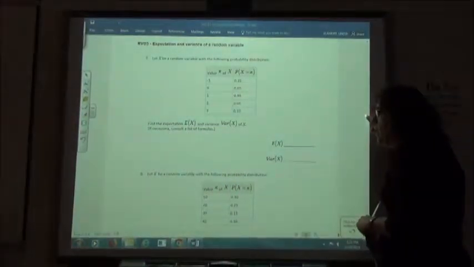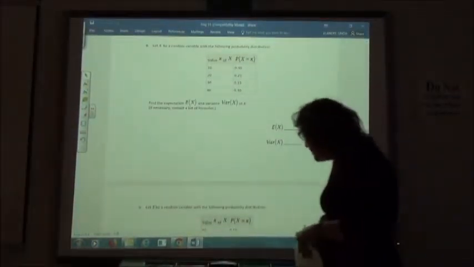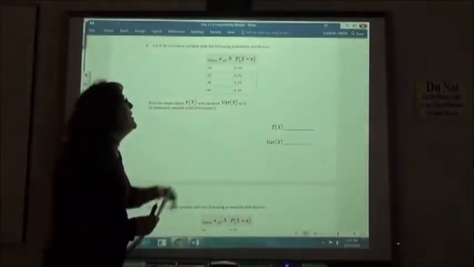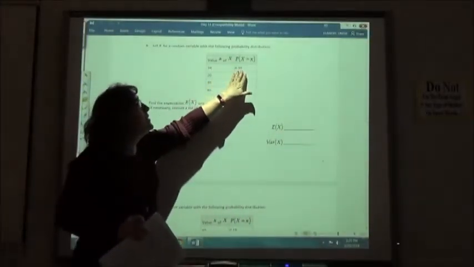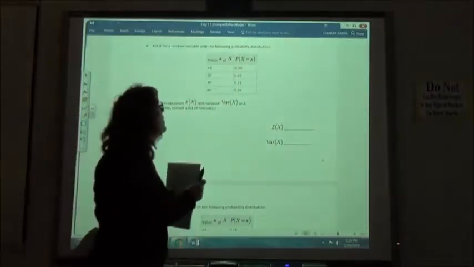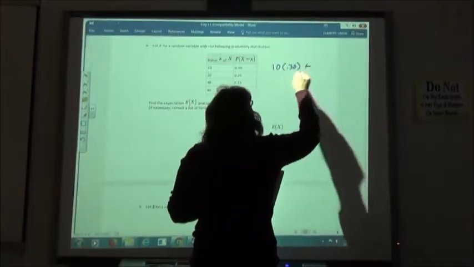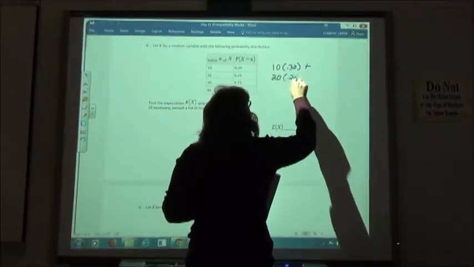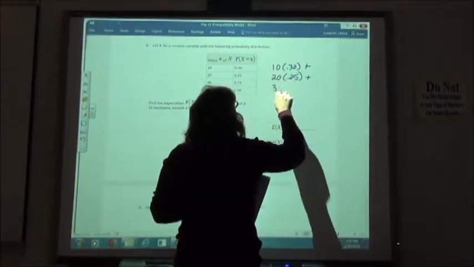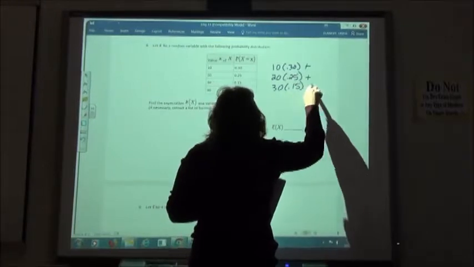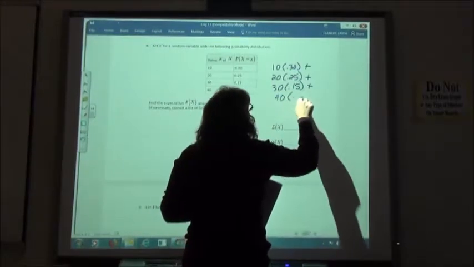First of all, we're going to find our expectation, which is basically finding our weighted mean by taking each of our values times its probability, adding them up. So 10 times the 0.30 plus 20 times the 0.25 plus 30 times the 0.15 plus 40 times the 0.30.